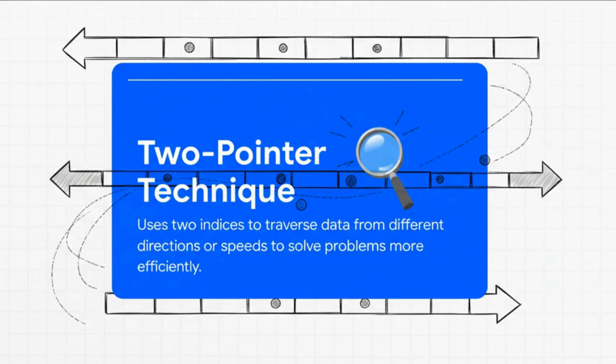So what is this thing exactly? Well, at its core, it's all about using two different indexes, we call them pointers, to move through a data structure like an array. Instead of that clumsy method of checking every single combination, these two pointers work together, intelligently zeroing in on the answer and eliminating possibilities as they go.